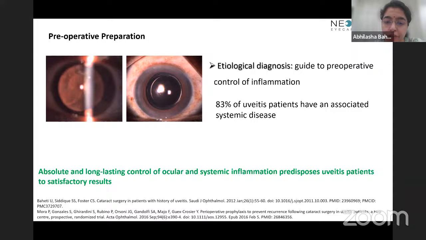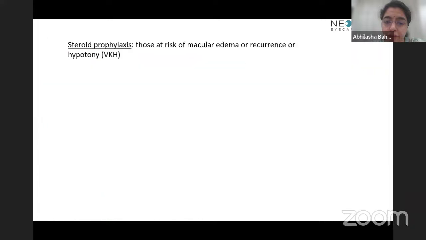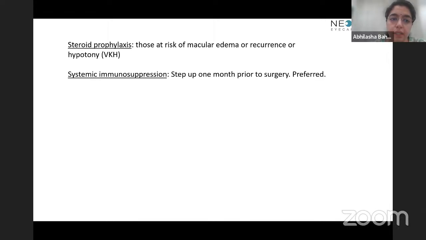iFocus has a very good uveitis module as well. Coming to steroid prophylaxis, it is recommended especially in cases of macular edema or recurrence, or where the patient is predisposed to hypotony, as in cases of VKH. Nowadays we have very advanced systemic immunomodulatory therapy, and most patients do not need steroid prophylaxis these days.